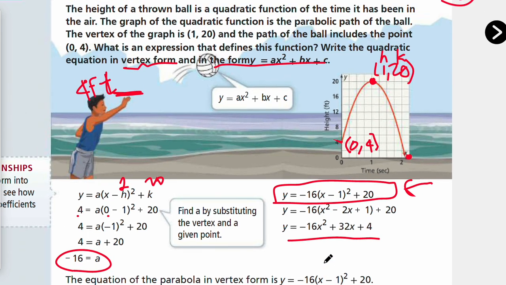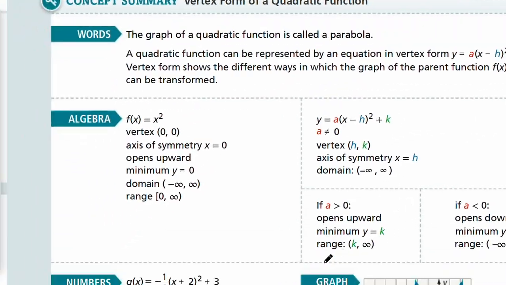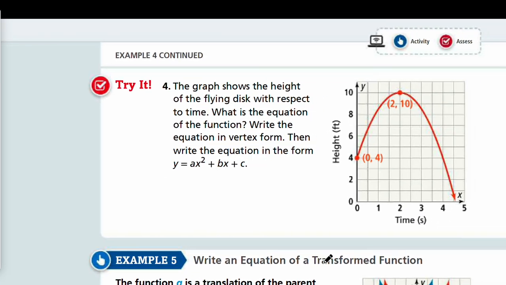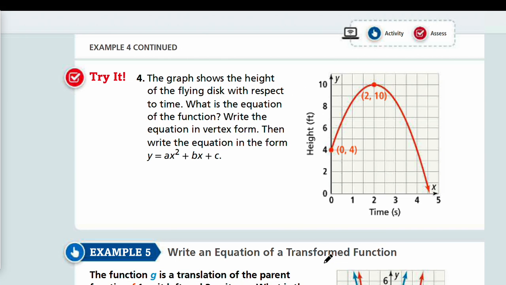Okay, so that was it for example 4. Let's look at try number 4. The graph shows the height of the flying disc with respect to time. What is the equation of the function? So first, write the equation of the function. Write the equation in vertex form, and then write it in the form ax squared plus bx plus c. Pause the video and see if you can write it by yourself, and come back when you're ready for answers.